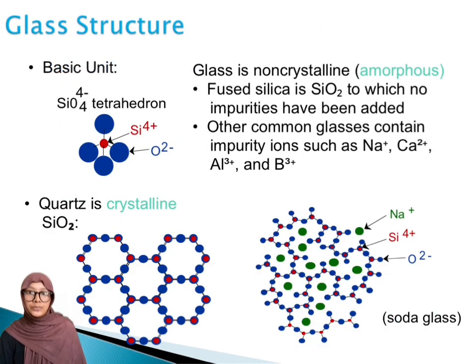So in this slide, we want to compare the crystalline and also non-crystalline structure. Between these, quartz is crystalline, meaning the atoms are arranged in a repeated pattern, while glass is a bit different. It is amorphous. It does not have a long-range ordered structure. Fused silica is pure silicon oxide, with no impurities. And for other glasses, normal glasses contain Na+, Ca2+, Al3+, and also B3+.